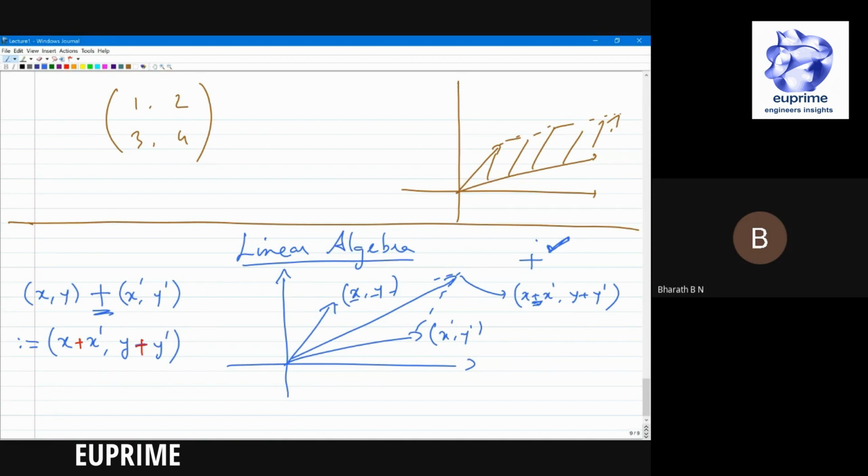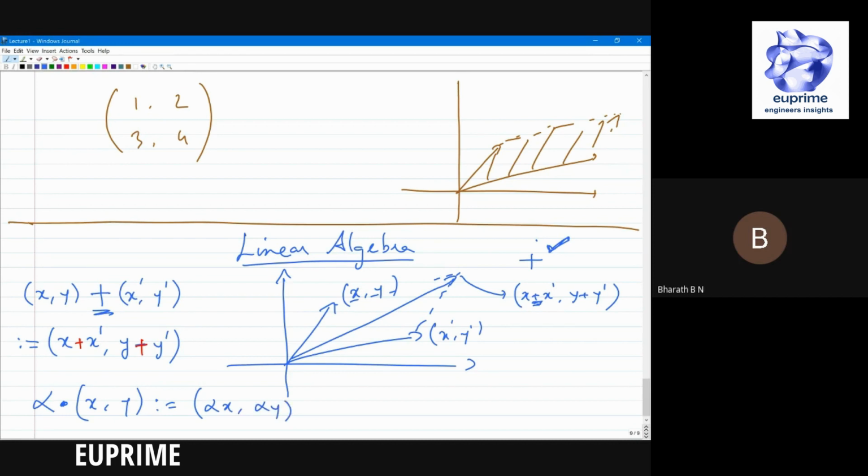What else do you need? Multiplication. Of course, I cannot multiply two vectors. It doesn't make sense, and it doesn't lead to anything interesting. So I want to, let's say, elongate. How do you do that? You take a number alpha and multiply by x, y. This multiplication is not the usual multiplication, it's a different multiplication. How do you define this? Alpha x, alpha y. Very easy, right? You understand.